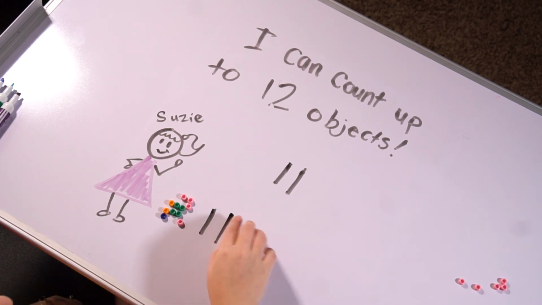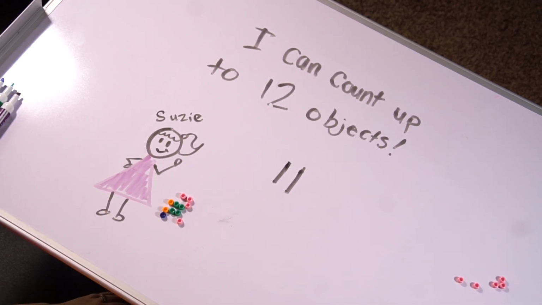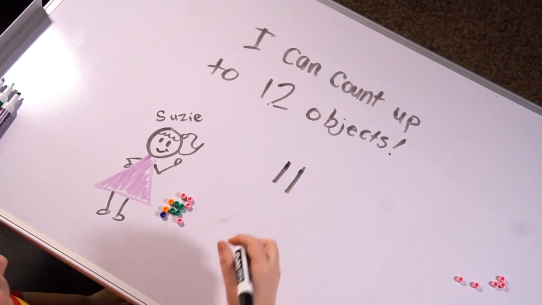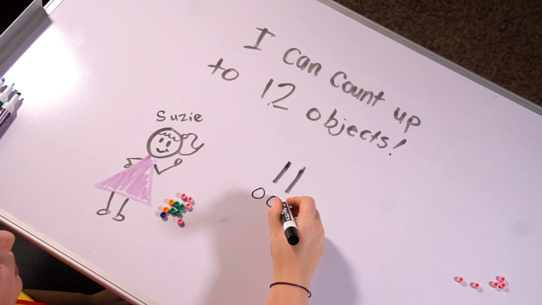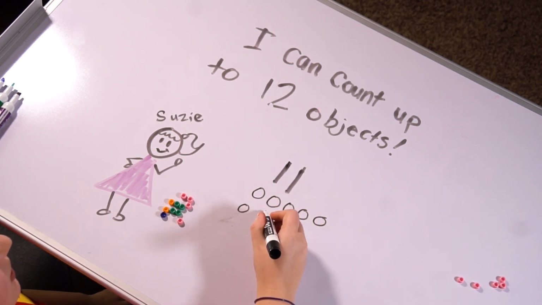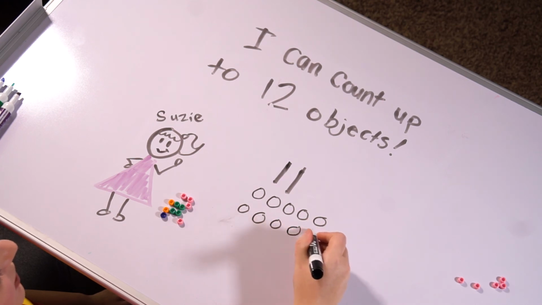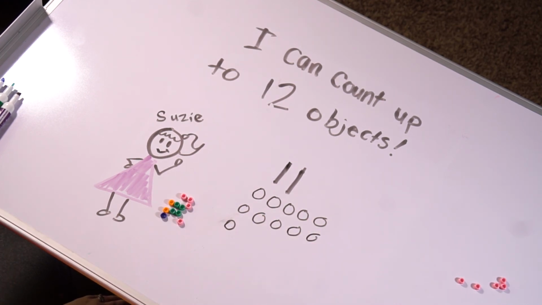I would like for you to write the number 11 on your piece of paper and draw 11 counters for me. I'm going to draw them with you. 1, 2, 3, 4, 5, 6, 7, 8, 9, 10, 11. Pause the video now if you need more time to draw your counters.